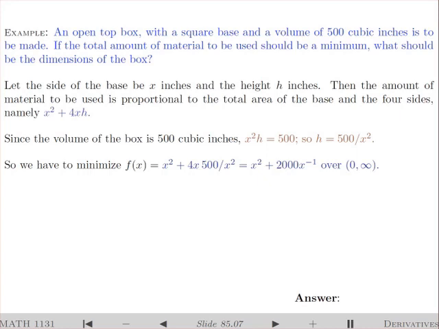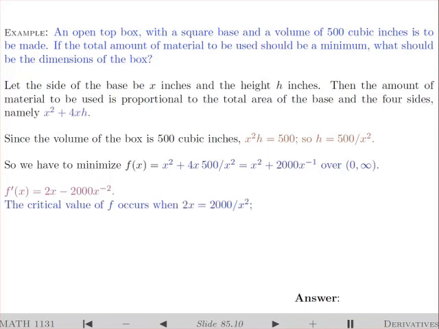So I'm going to find the derivative of f. Derivative of x squared is 2x, derivative of 2000 x power negative 1 is 2000 times negative 1 x power negative 1 minus 1, or negative 2000 x power negative 2. This is always defined if x is positive. To find where it is 0, we'll just set that expression equal to 0 and solve.